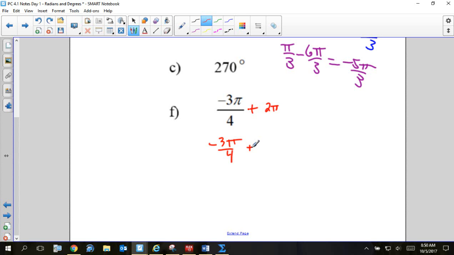Okay, so if I'm adding 2 pi, I'm really going to have to use a common denominator. What's 2 pi with a denominator of 4? 8 pi. So 5 pi over 4. Yep. And then subtracting, negative 11 pi over 4.